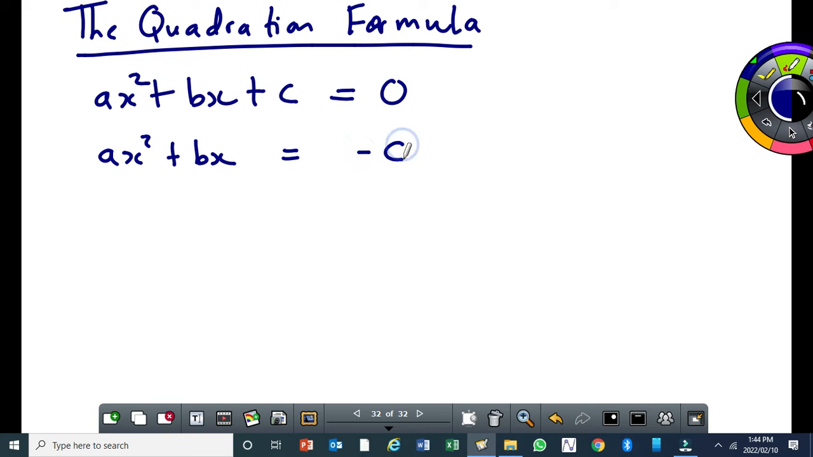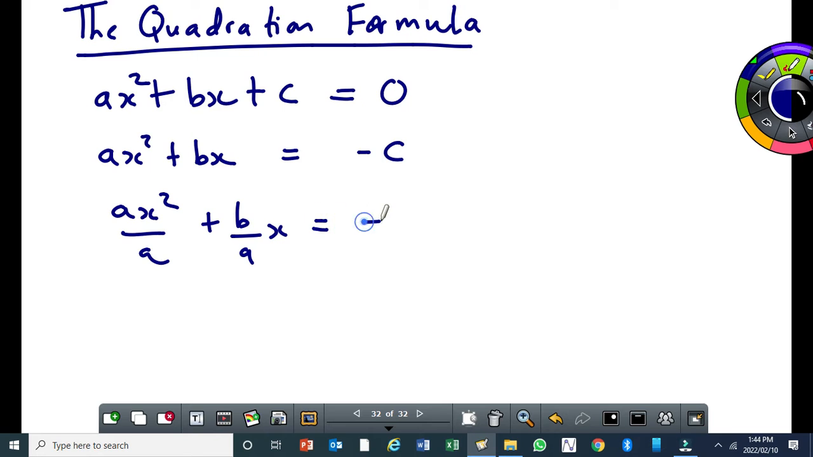is equal to minus c. Right? I'm completing the square for me to get to the quadratic formula, which I told you about, I think, 2 days or so. Then the next thing, we need to make the coefficient of x squared equal to 1. So in this case, because the coefficient is a, I'm going to divide every term by a.